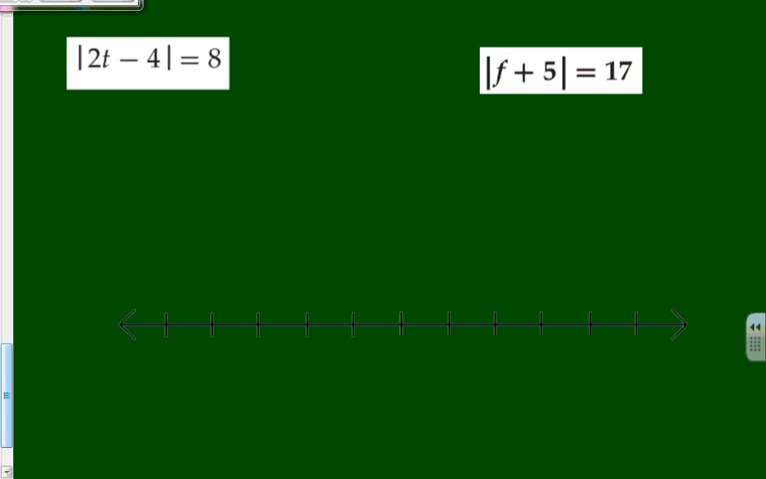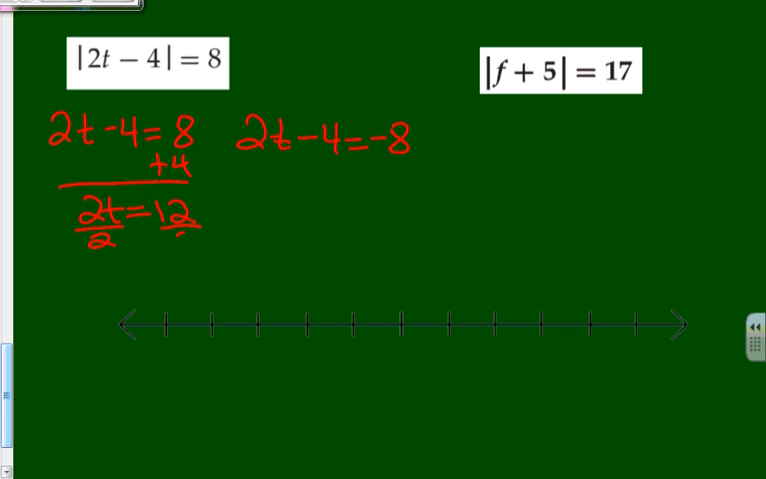We've got 2t minus 4 equals 8. So we're going to set up both of our possible situations. We have 2t minus 4 equaling positive 8, or 2t minus 4 equaling negative 8 with the bars gone. It can be either of these situations. So now we'll solve, add 4, and we'll get 2t equaling 12. Divide by 2, and we'll get t equals 6.